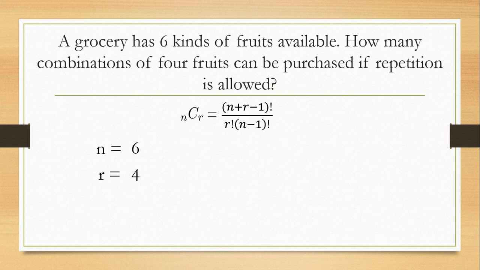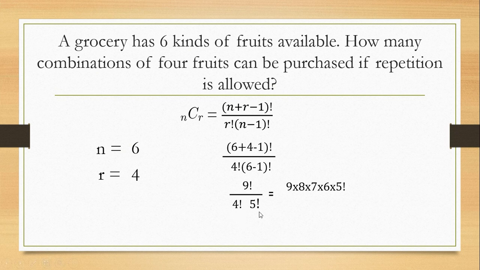Substitute the value of n and r in our formula. So we have 6 plus 4 minus 1 factorial all over 4 factorial multiplied by 6 minus 1 factorial. So let's simplify. 6 plus 4 minus 1 is equal to 9 factorial divided by 4 factorial. Since 6 minus 1, we have 5 factorial. So let's expand 9 factorial with the factorial notation. We will have 9 times 8 times 7 times 6 times 5 factorial.